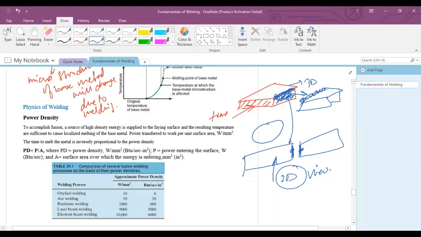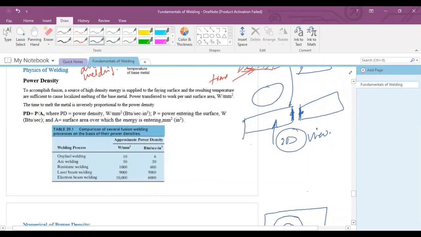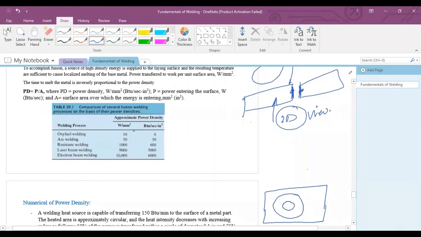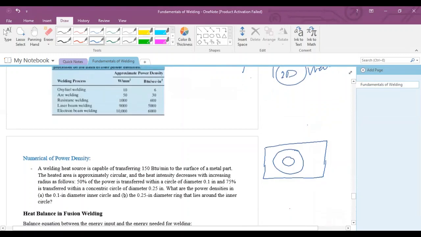Different welding processes have different power densities, as you can see in this chart: oxy fuel welding, arc welding, resistance welding, laser beam welding, electron beam welding. All the weldings have different power densities. There is one numerical regarding power density, we can solve it. I will explain you.